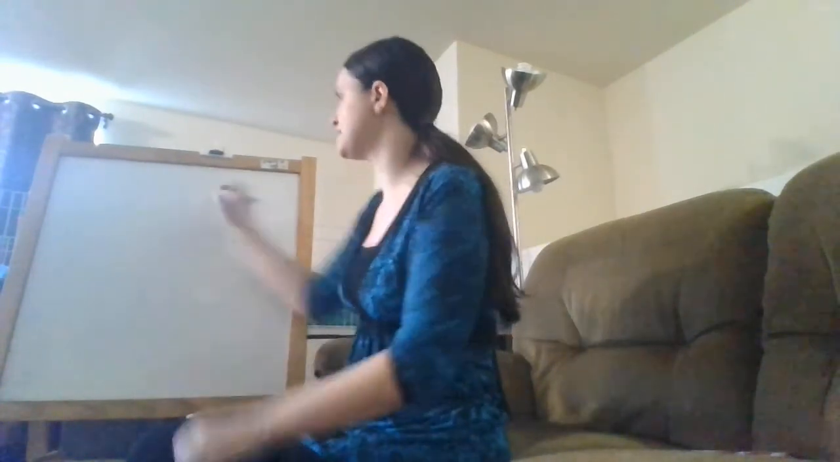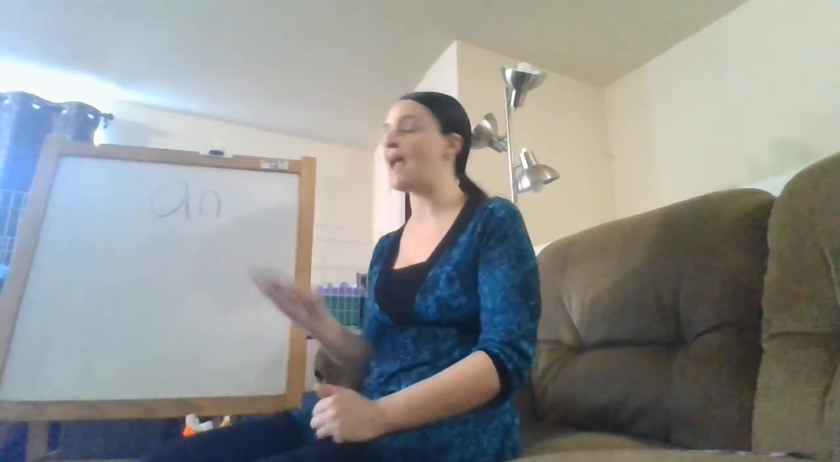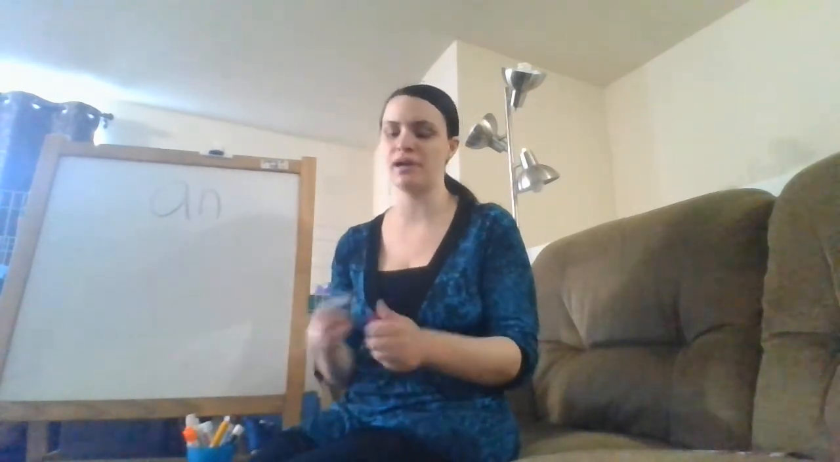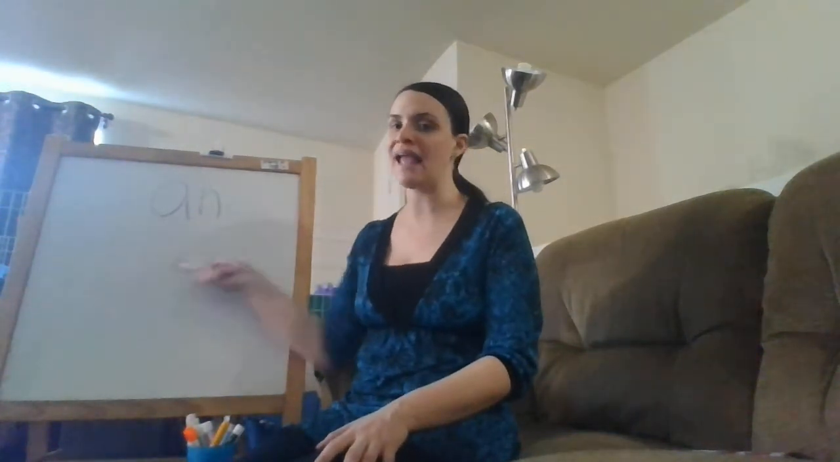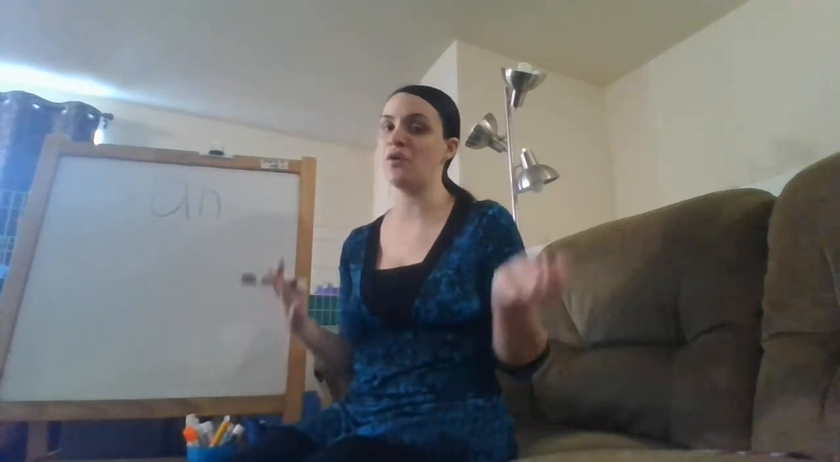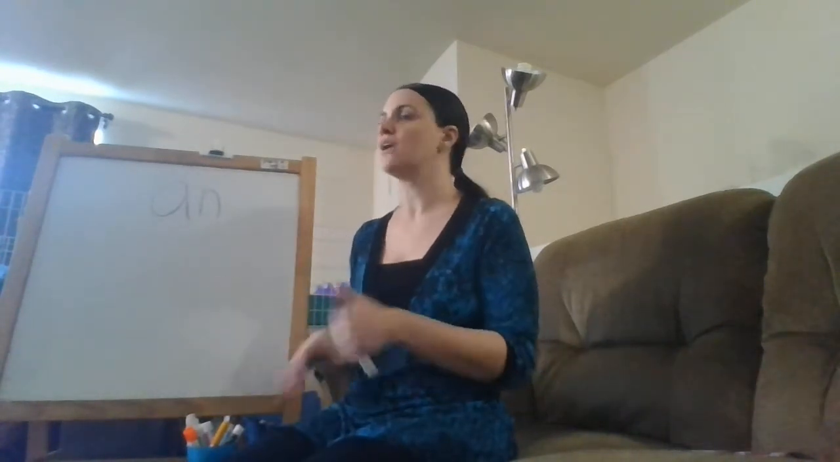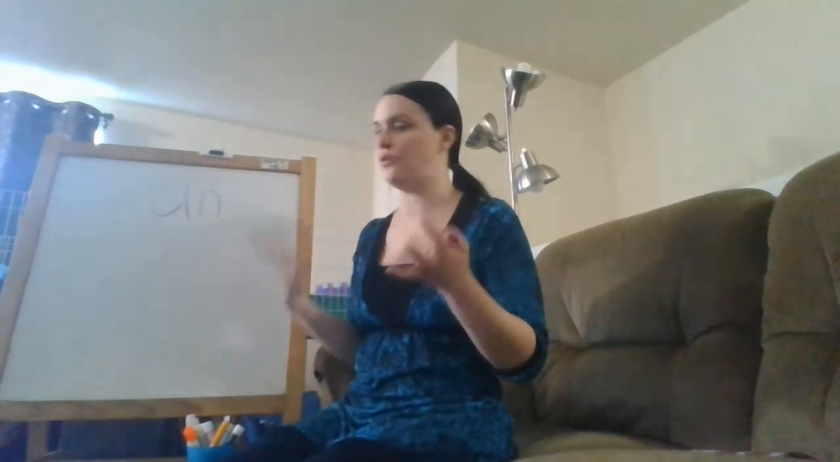Okay, so remember, this is the A-N word family. And A-N by itself is actually a word. It's the word and. Can we say that together? Ready? And. Now, if I add a letter in front of it, it's actually going to make a word, right? So we can use the word and or the ending sound and to make new words.